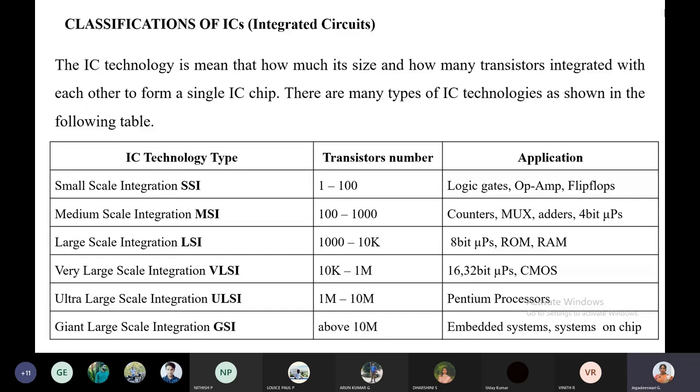Nowadays, we are able to fabricate about 10 million components in an IC. Even though I'm telling you this, you may find it hard to imagine. Tomorrow I will show you the different shapes and sizes of ICs available, so that you are able to imagine.